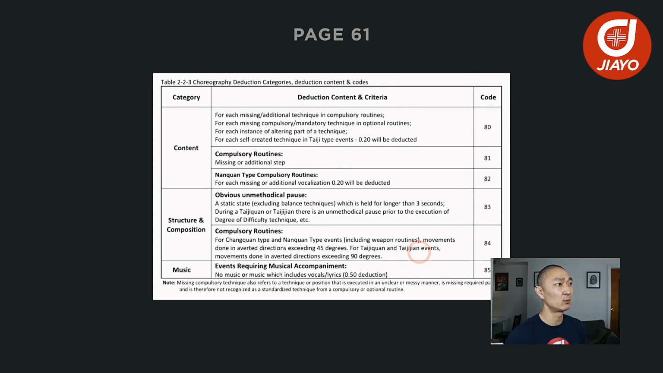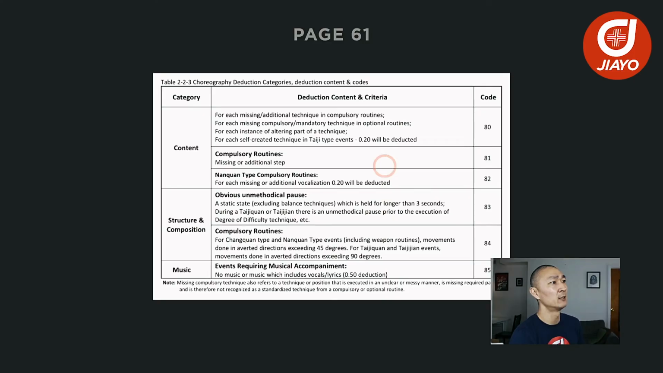So what would happen if your form was missing one of these required moves? The forms examiner would apply a code 80. So code 80 is for each missing compulsory or mandatory technique in optional routines. Notice there are also other deduction criteria that have to do with compulsory routines. So an example would be at the World Junior Wushu Championships, the Group C and Group B competitors would compete with the compulsory elementary forms and the first international compulsory forms. So in those cases, a code 80 could be applied for missing or adding a technique in that compulsory routine.